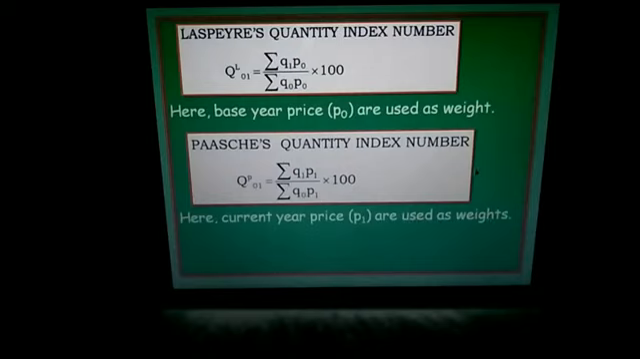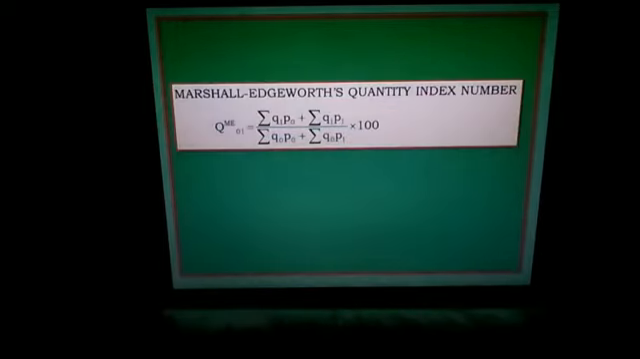Next index number, what has it to be? Next it has to be Marshall-Edgeworth quantity index number, isn't it? So Marshall-Edgeworth's quantity index number. Try to recall how we had written the Marshall-Edgeworth price index number. And what is the weight to be applied? The weight applied is both current year and base year's average. That means arithmetic mean, the average of those two.